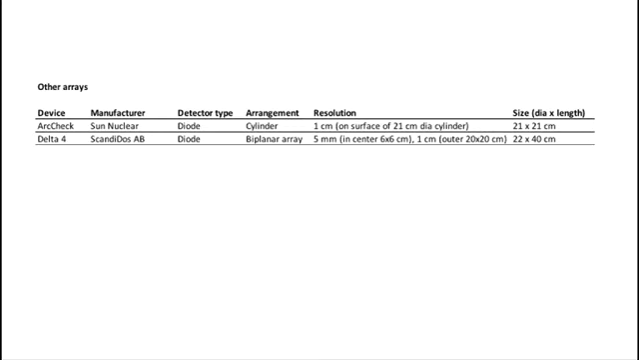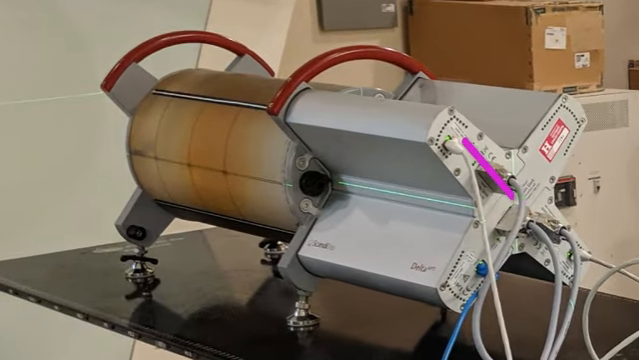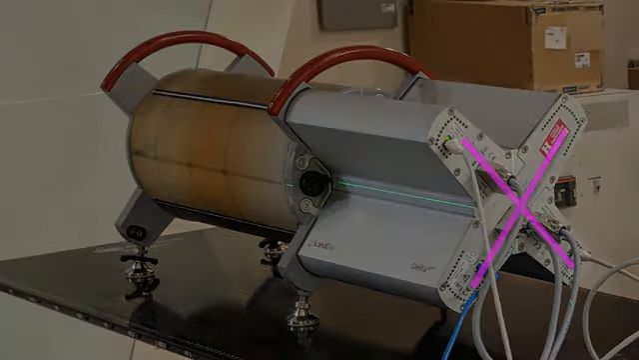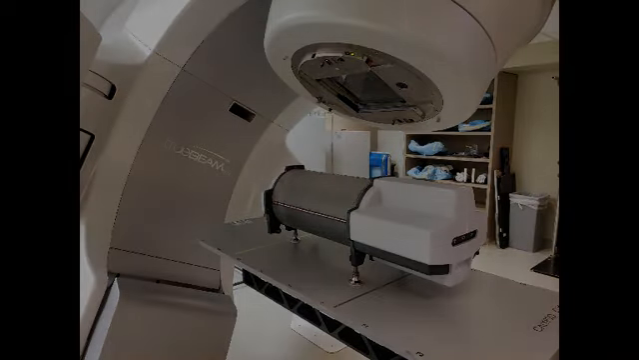It has a biplanar array of diodes to measure in 3 dimensions. So here's what the device looks like, and here you can see the 2 planes of detectors that extend into the cylindrical part. And then here's just sort of a newer version of that that's wireless.